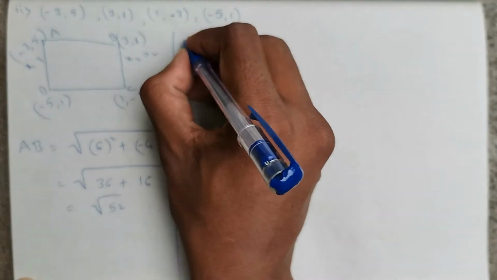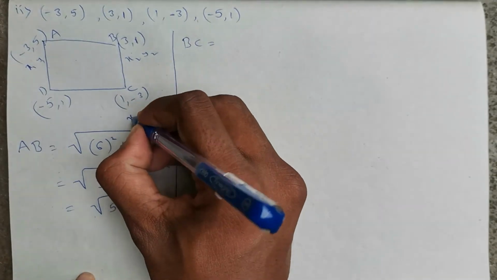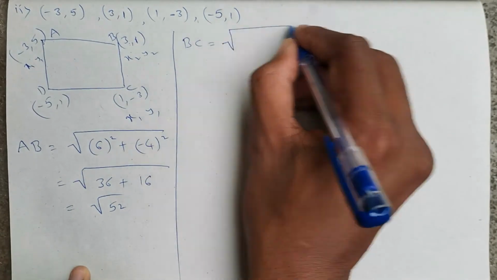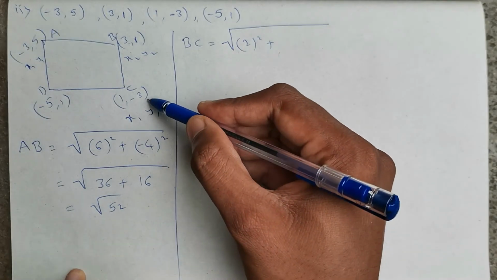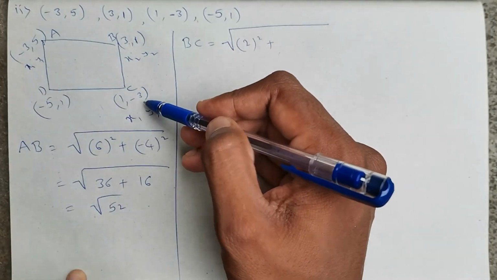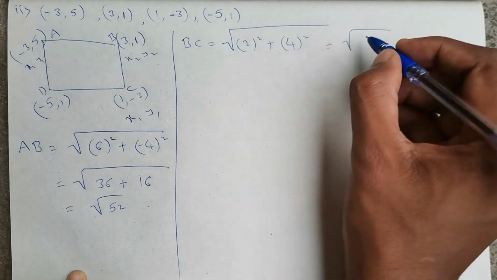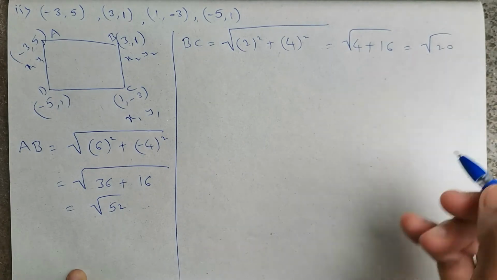Now I am going to find BC distance. This is already x2 y2, so this one I am taking as x1 y1. x2 minus x1, 3 minus 1, 2 square plus this is already minus 3, now it will become plus 3, 1 plus 3, 4, 4 square is equals to under root 2 square is 4 plus 4 square is 16, which is equals to root 20.